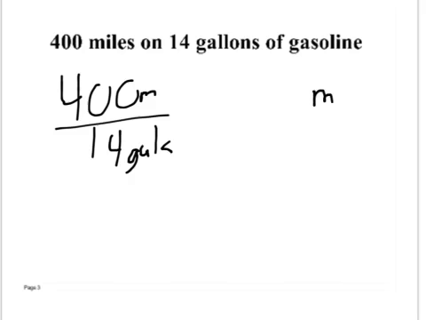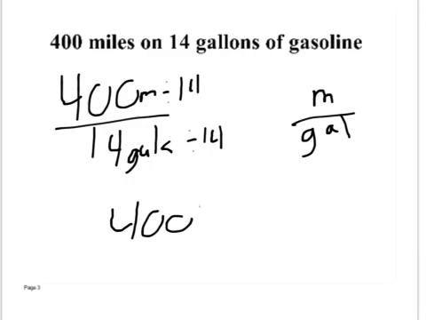We want to go to miles per gallon, right? We want to go to 1. So, just like we've been doing, we've been dividing by the bottom number. So we keep doing that. We divide by 14. That gives me 1 gallon. 400 divided by 14. How many times is 14 going into 40? 2. It's 2. 3 would be 42.